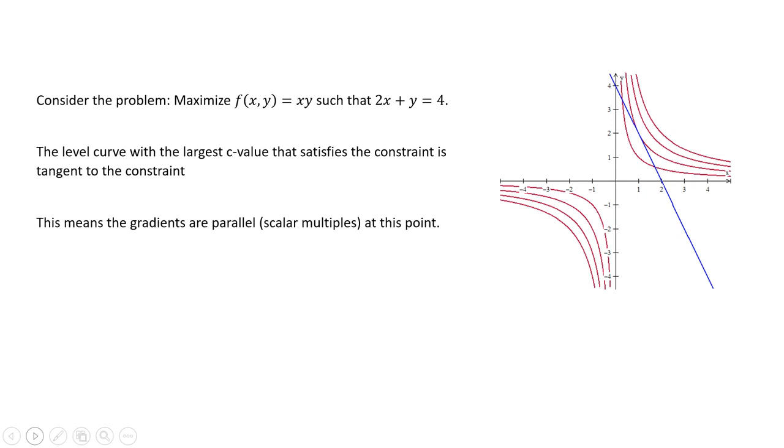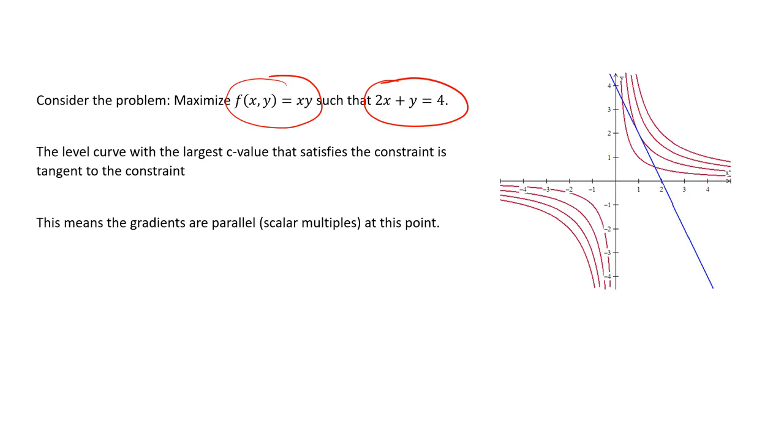So let's start by just considering an example, and I'll try to explain how this process works. Let's say we want to maximize the function f(x, y) = xy. So I'm trying to find the maximum value of my multivariate function, and then I'm given a constraint such that 2x + y = 4.